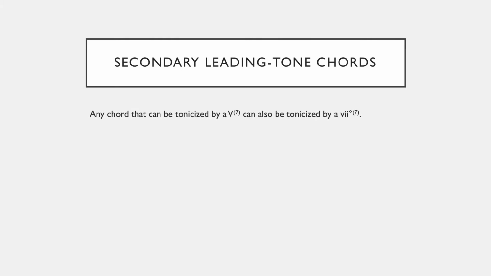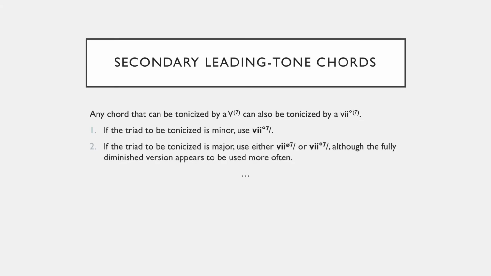One more time. Any chord that can be tonicized by a dominant seventh or dominant triad can also be tonicized by a diminished triad or diminished seventh chord. If the triad to be tonicized is minor, use the fully diminished seventh chord. If the triad to be tonicized is major, use either the half diminished version, which is the theoretically correct one, or the fully diminished version, although the fully diminished version appears to be used more often in the literature.